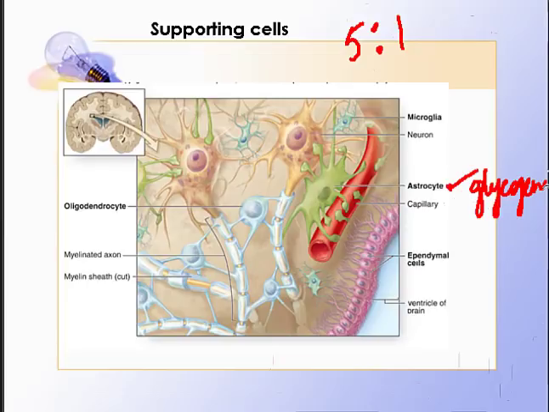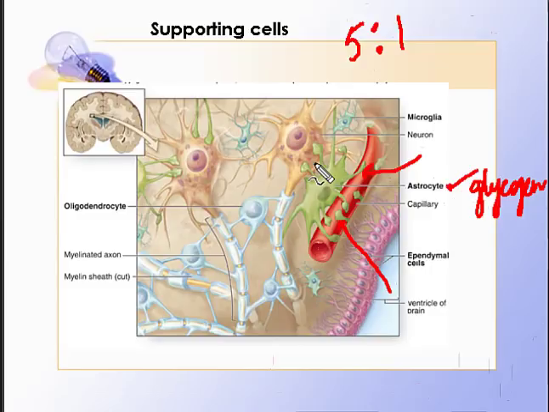Plus, the astrocytes also have these vascular processes. If you look up here, you can notice these little vascular processes which are attached to this blood vessel, and the other end of these processes are attached to a neuron. So they take the nutrition from the blood vessel and transfer it to the neuron. So these vascular processes again help in nutrition.